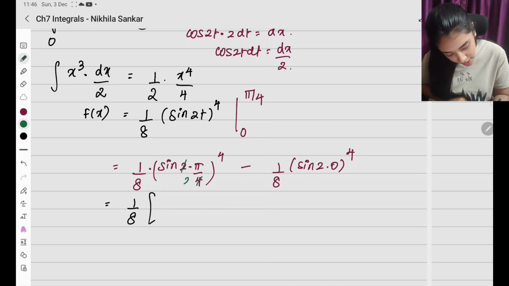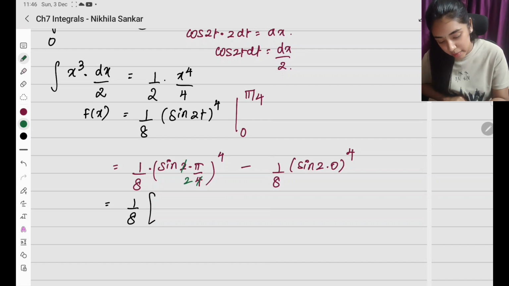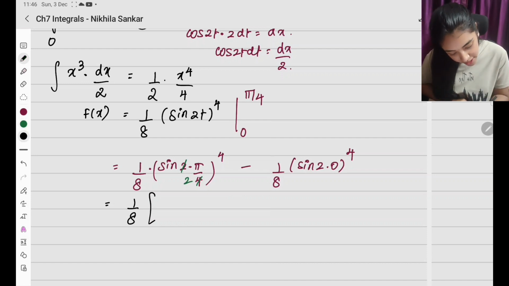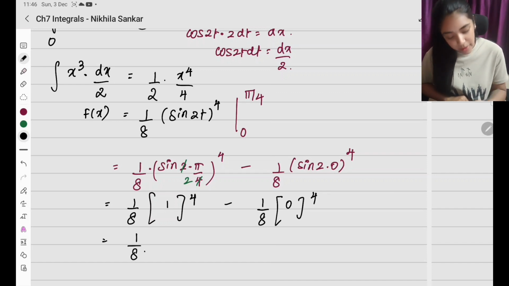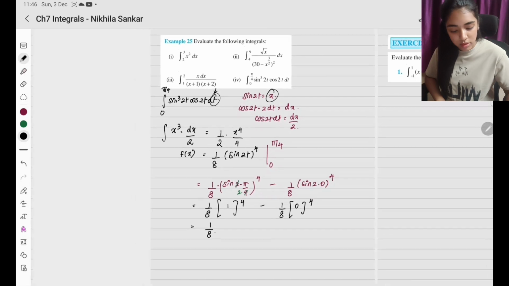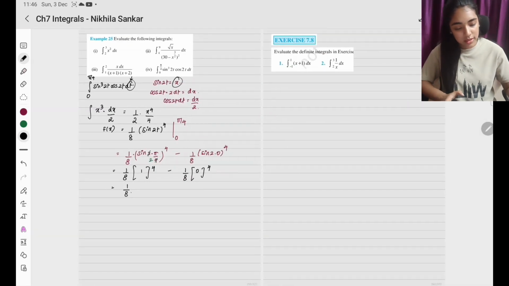So 2 and this gets cancelled. What is sin of pi by 2? It is 1. So I have sin pi by 2 is going to be 1 to the power 4 minus 1 by 8 times sin 0 is going to be 0. So 0 power 4. So this is nothing but 1 divided by 8 times 1 to the power 4 is 1. So this is going to be 1 by 8. All simple. Okay. Please copy.